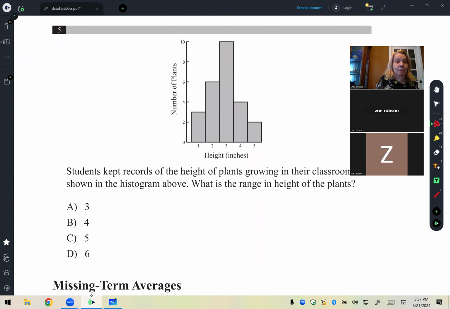Oh, that's funny. Okay, so we're gonna do the range in height. Usually height is here and plants are down here. But here we're just gonna take 5 minus 1, which is 4.